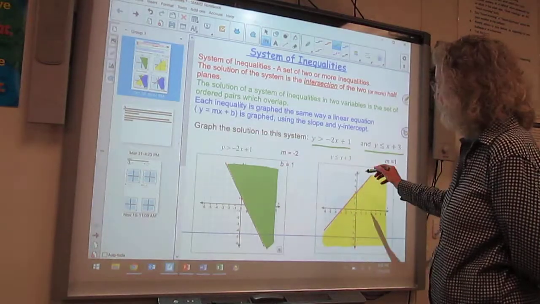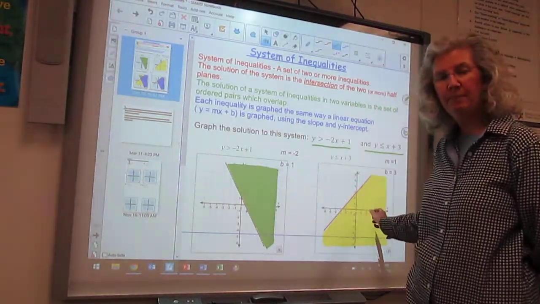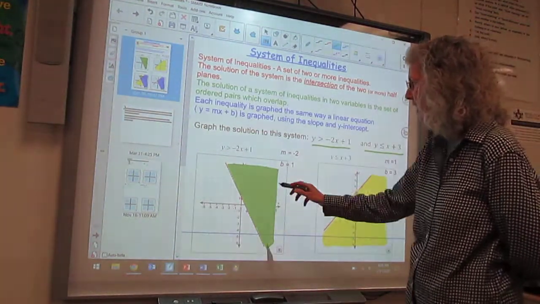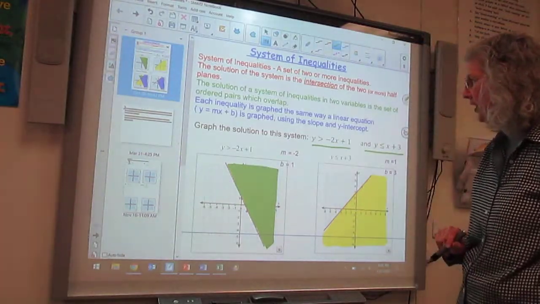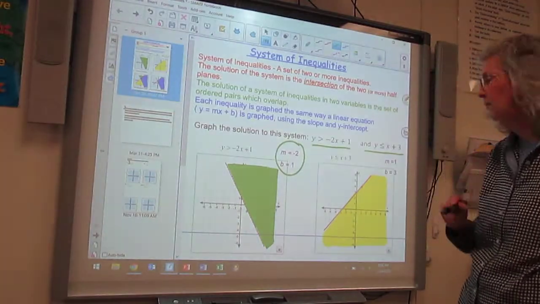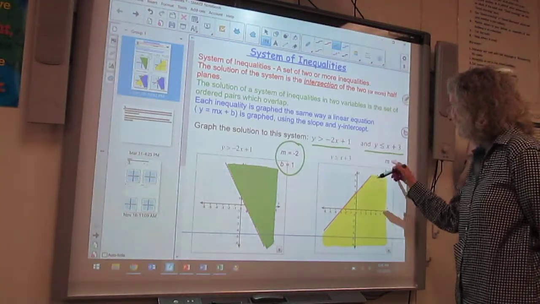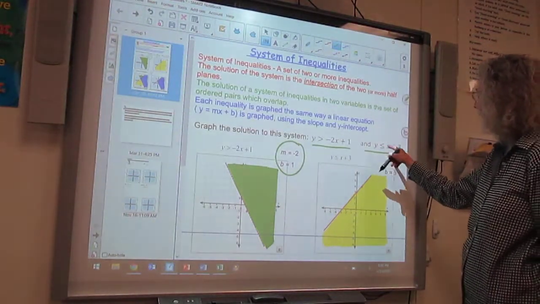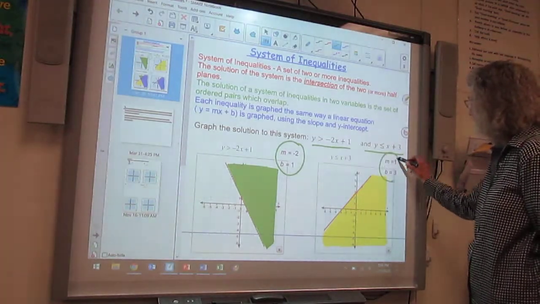Well, we're going to graph each one. Now, you won't be doing them on separate graphs. You're going to do them on the same graph. This is the graph of y is greater than negative 2x plus 1. Make sure you pull out your m and b for me. You know I want to see that. And here's the graph of the other inequality, y is less than or equal to x plus 3. Pull out your m and b.